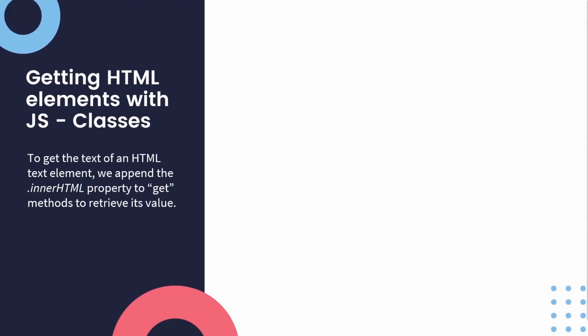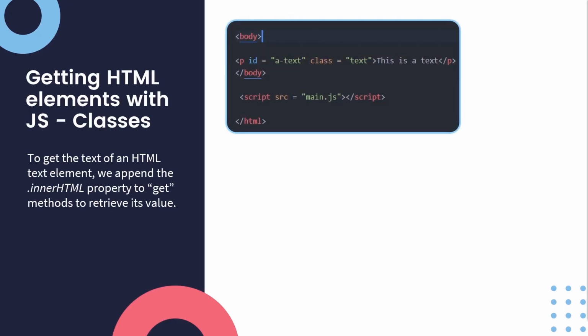Now to get the text of an HTML text element, we append the .innerHTML property to the end of a get method. Our get method here being querySelector, and this is how we retrieve the value of the innerHTML or of that HTML element. So let's take a look at an example. First of all, we have a very basic code snippet here, which is sort of taken out of a broader HTML document, and we have a body with a paragraph tag with an ID a-text.